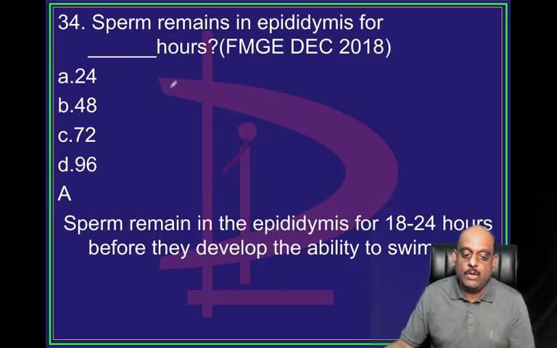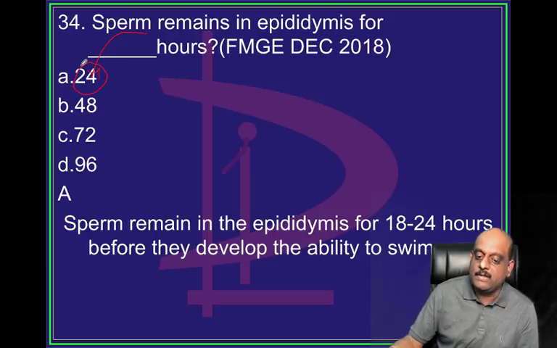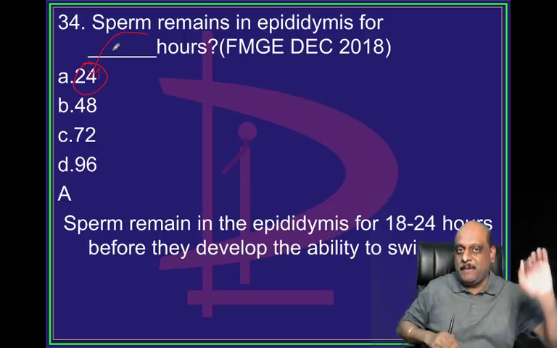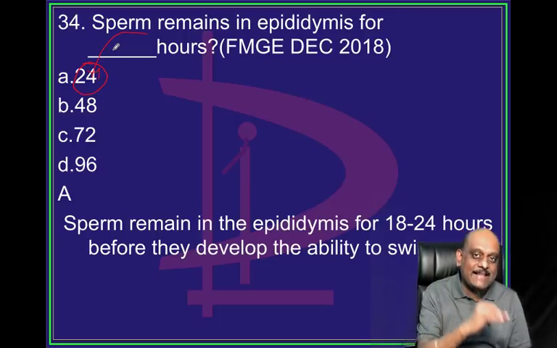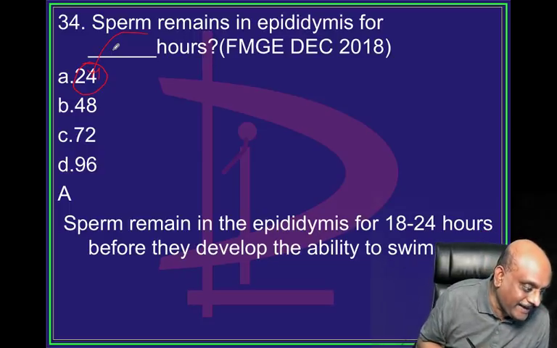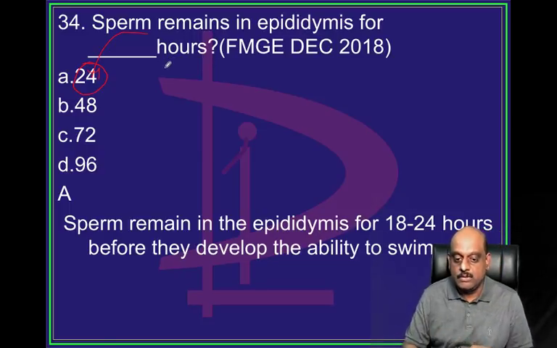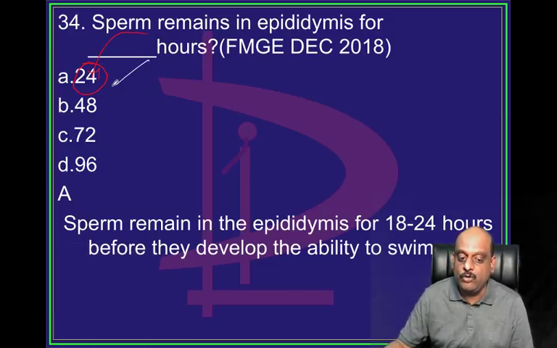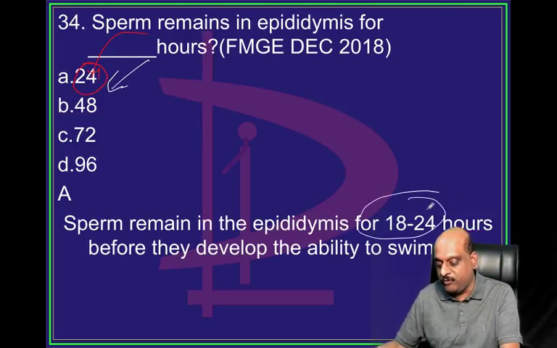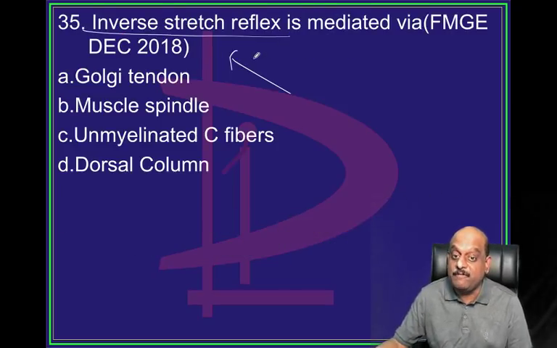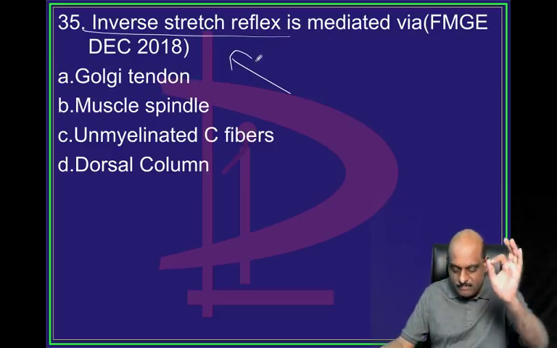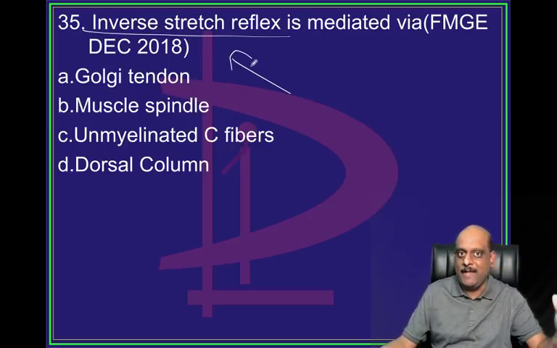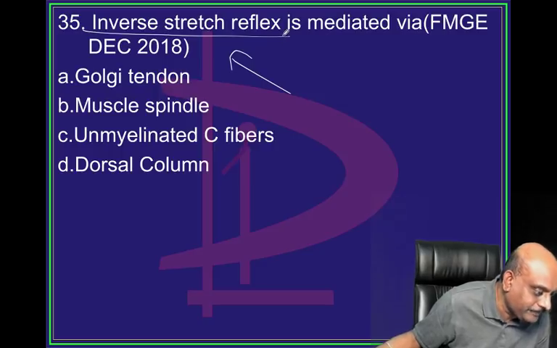So the sperm remains in epididymis for 24 hours. Who is the swimming teacher for sperm? Epididymis teaches it. Swimming teacher, right? So sperm remains in epididymis for 24 hours is what you need to remember. 18 to 24 hours. Inverse stretch reflex, I told you, Golgi tendon organ, muscle spindle, type 1 fibers, type 2A fibers, 2B fibers. Without that, there is no question paper, right?